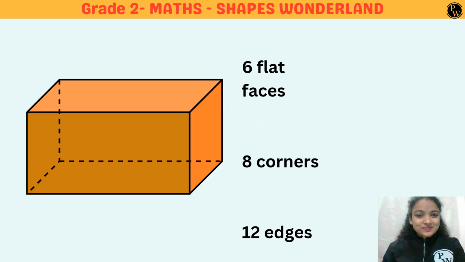Got it? Now this is a cuboid. And you know what? It also has 6 flat faces, 8 corners and 12 edges like a cube. So you can pause the video and count them to verify. Alright?